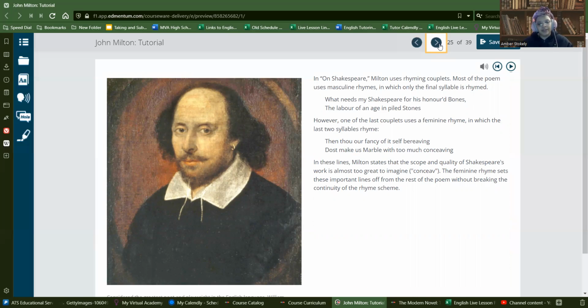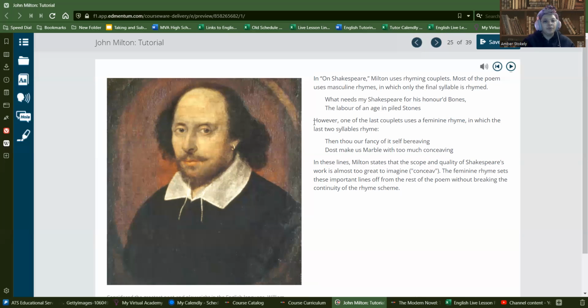We get a little more information about the poem and how he wrote some of what's in it. Basically, he uses rhyming couplets, and we get a couple definitions here about what masculine rhymes and feminine rhymes are. So masculine rhymes, just to give you the definition, are where only the final syllable is rhymed. So here we've got an example. What needs my Shakespeare for his honored bones, the labor of an age and pile stones? So it's the ones here that rhyme.